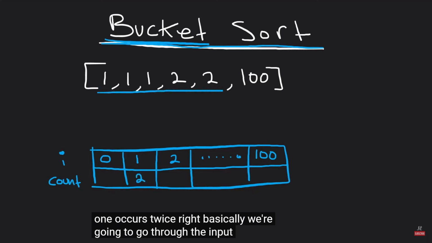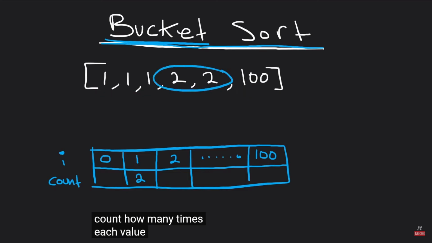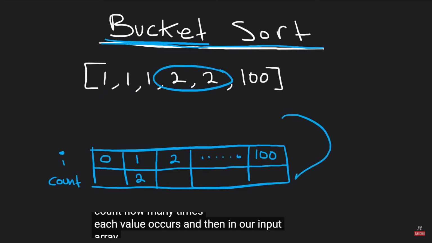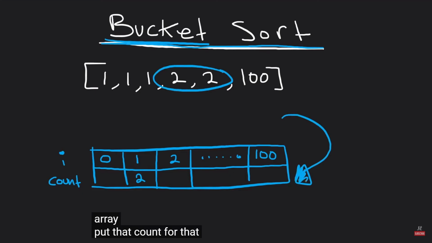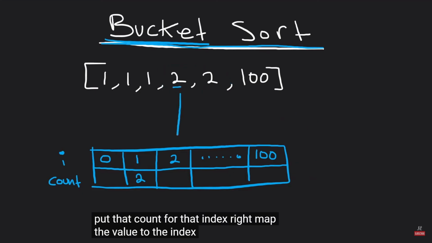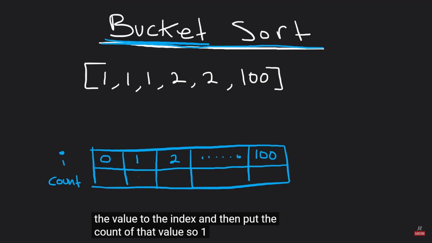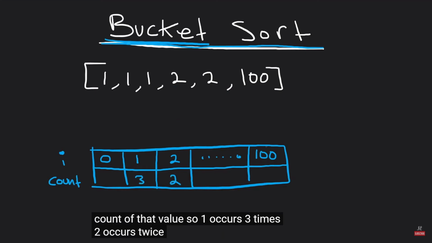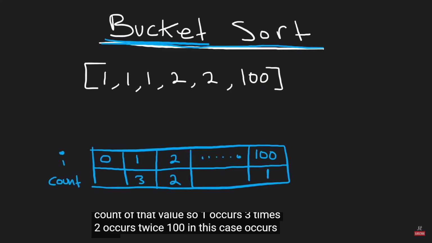Basically, we're going to go through the input array, count how many times each value occurs, and then in our input array, put that count for that index, right? Map the value to the index and then put the count of that value. So 1 occurs 3 times, 2 occurs twice, 100 in this case occurs once.